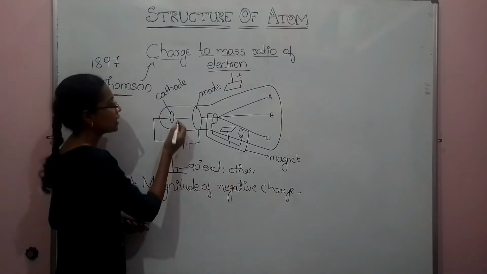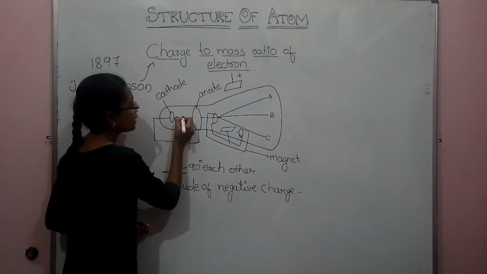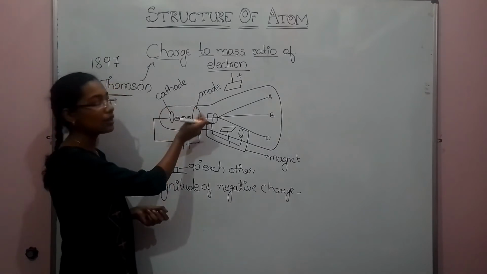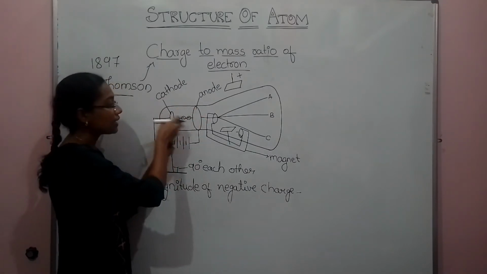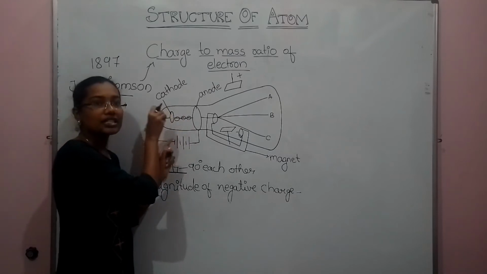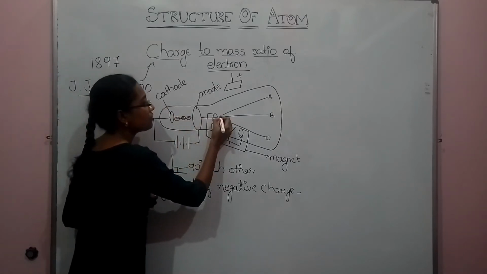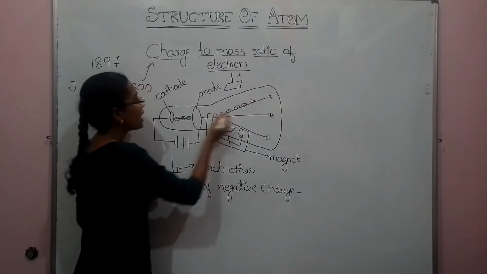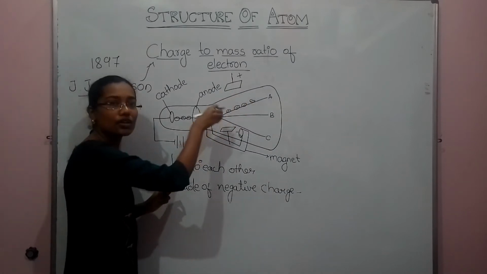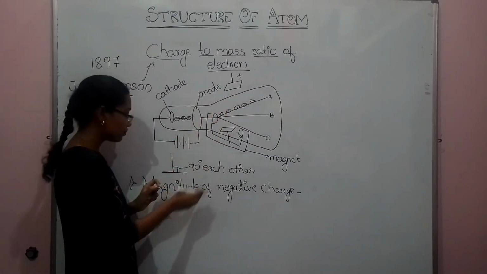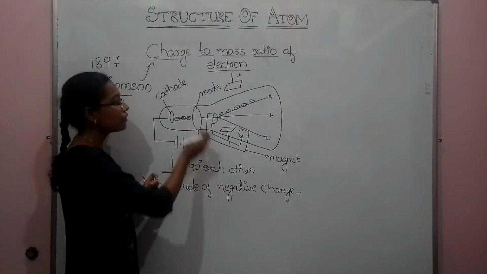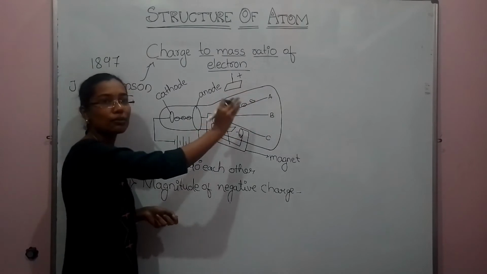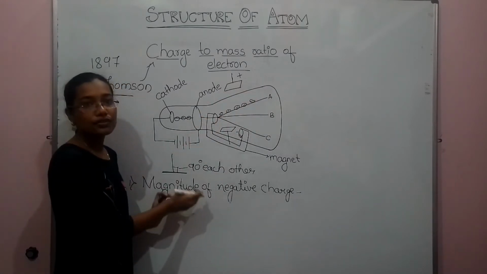Negative charge means here the negative charge is traveling. The electrons are traveling from cathode to anode. If the magnitude or the amount of negative charge is more, then obviously the number of deflecting electrons will be more. If they are in less number, then the deflecting electrons are also less in number. So if the magnitude of negative charge is more, then obviously the deflection will be more. This is his first observation.